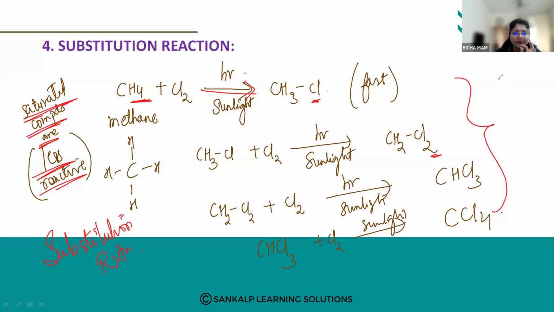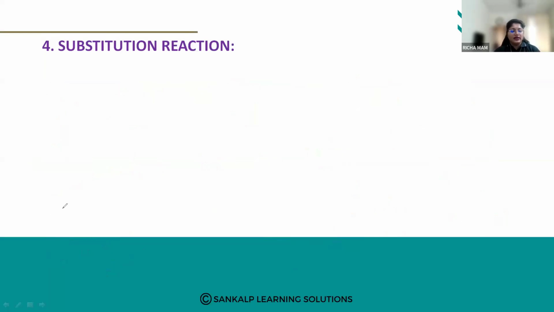So these are the four important chemical properties. Which all have we seen: combustion, oxidation, addition, and substitution reactions. I hope it is clear. Any doubts up to here? So we have discussed important things. What all have we discussed from the start? Let me recap it once more, and then we will go further.